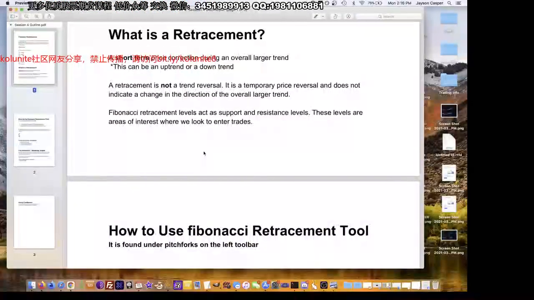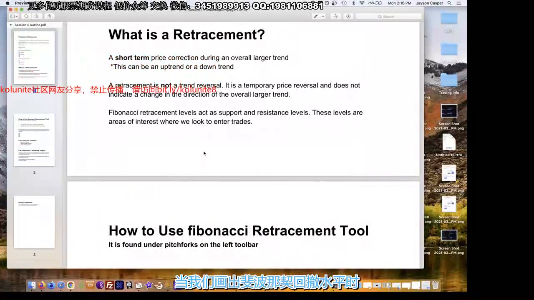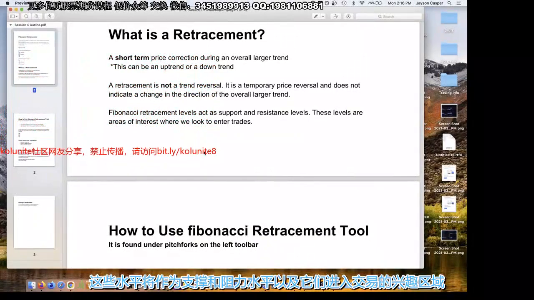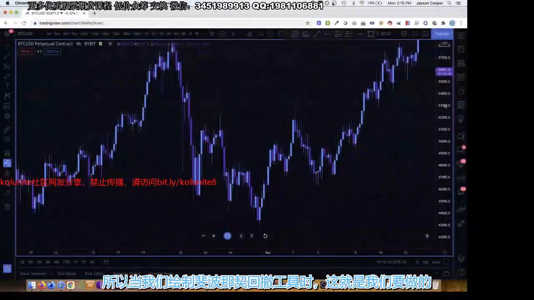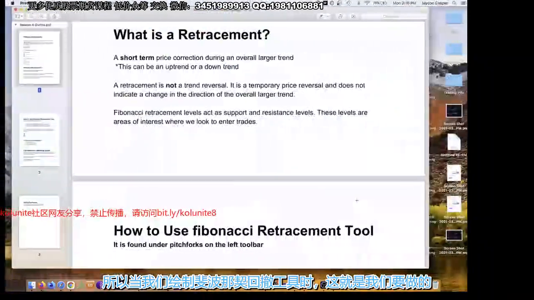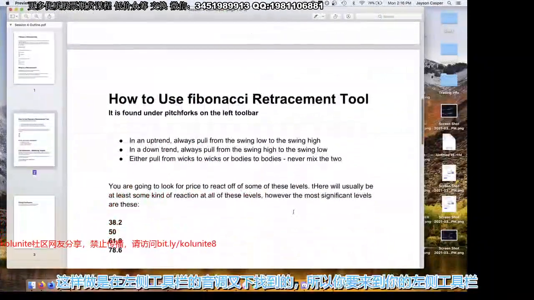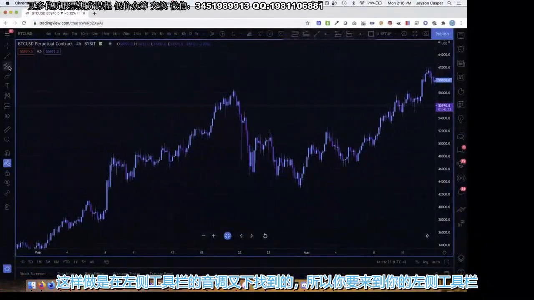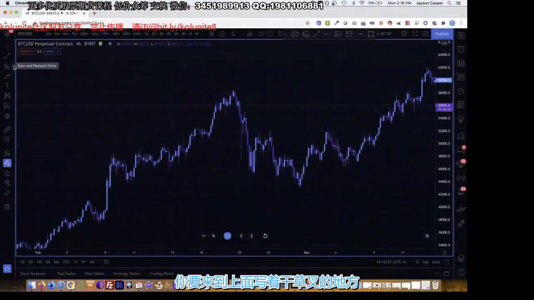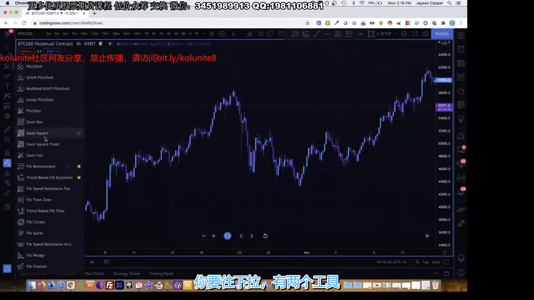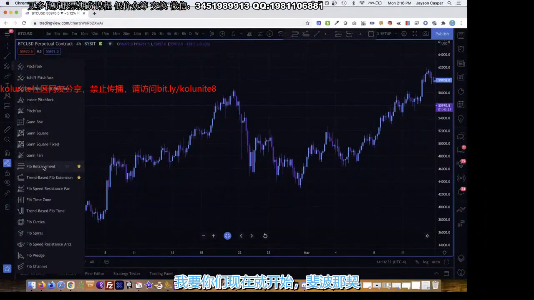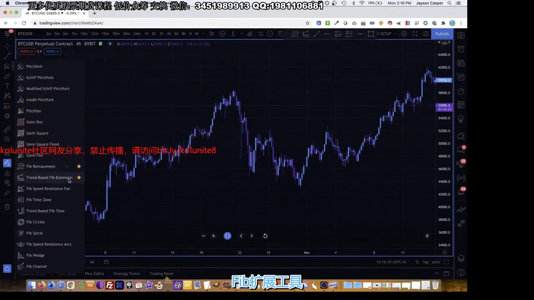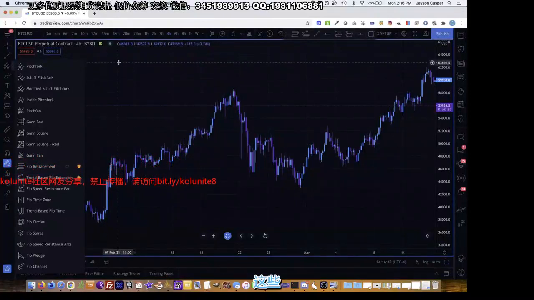So when we draw out our Fibonacci retracement levels, these levels will act as support and resistance levels, and they're areas of interest to enter a trade. So when we are drawing our Fibonacci retracement tool, here is what we're going to do. It is found under pitchforks on the left toolbar. So you're going to come to your left toolbar, to where it says pitchfork. You're going to pull down the drop down, and there's two tools I want you guys to star right now: the Fibonacci retracement tool, and then the Fibonacci trend-based fib extension tool. I want you to star both of these.